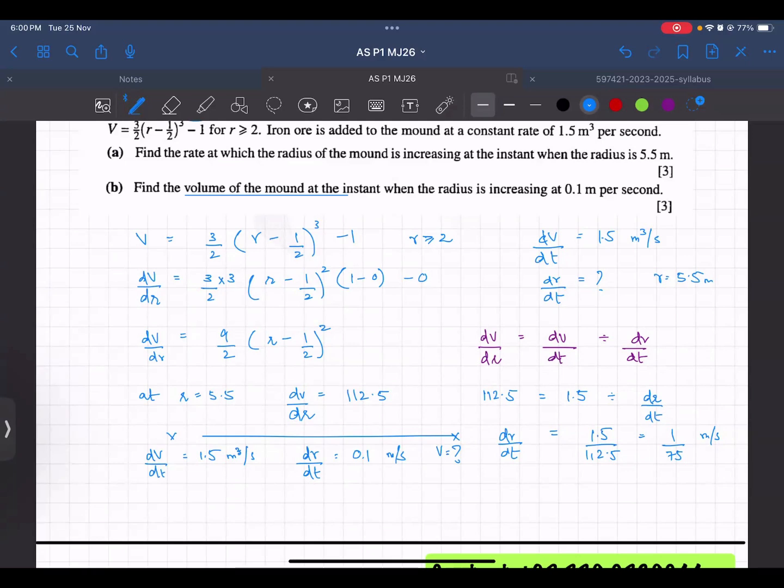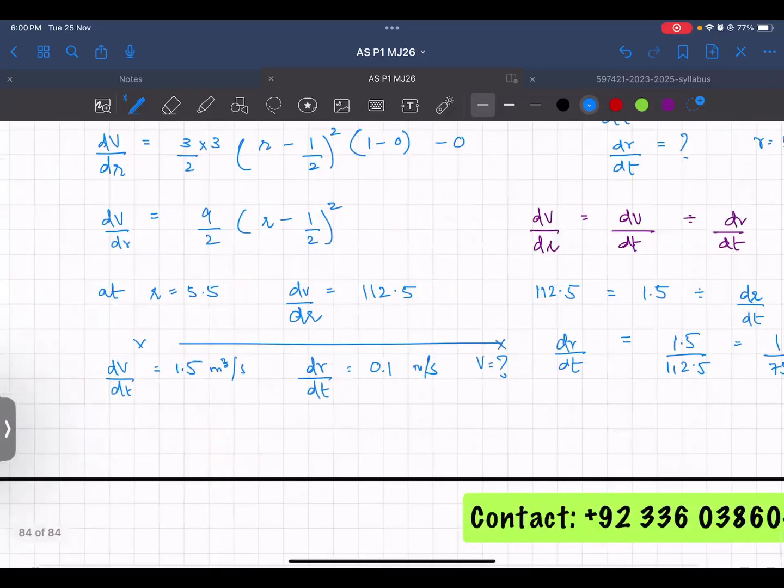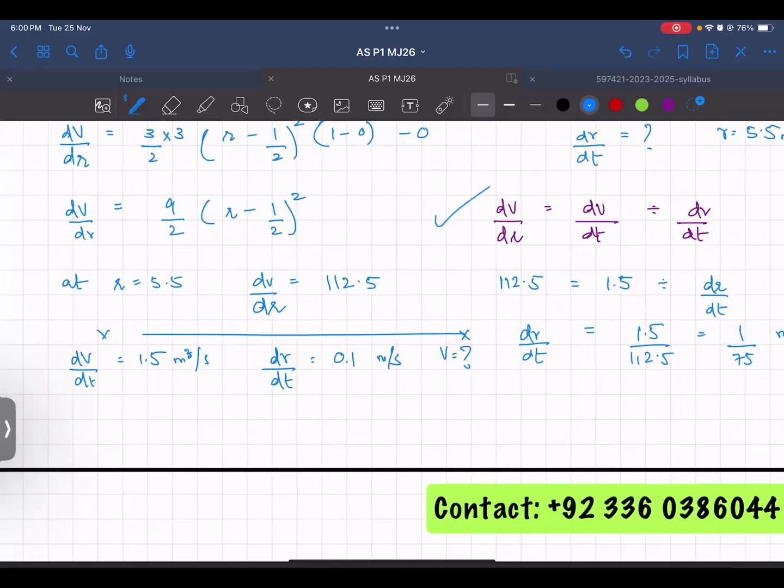Now using these two, dv by dt and dr by dt, we can find the value of dv by dr because we can see the formula over here. So this means that dv by dr will be equal to dv by dt, 1.5, divided by 0.1. It will be equal to 15. And now we have the value of dv by dr, and it equals the function 9 upon 2 (r minus 1 upon 2) whole square. And now I can find the value of r.